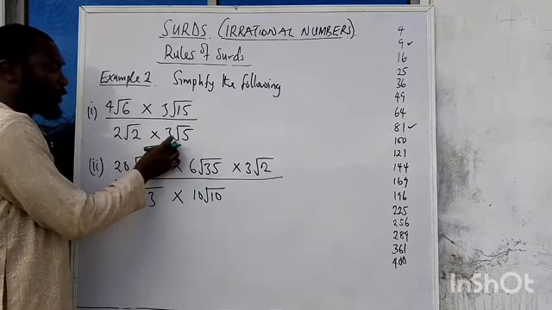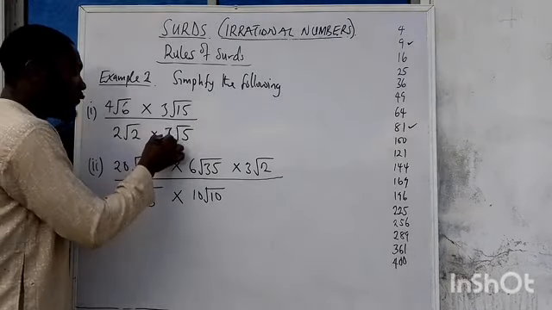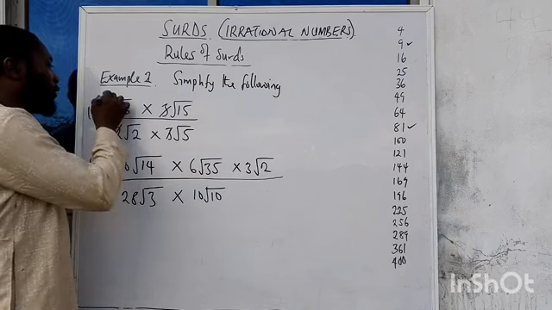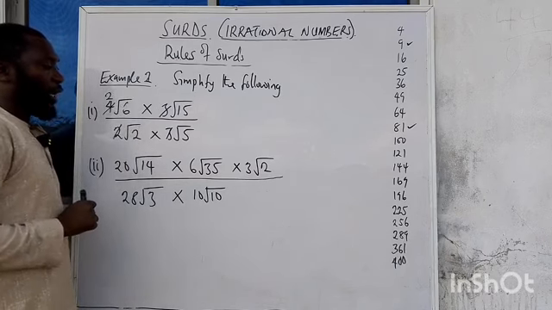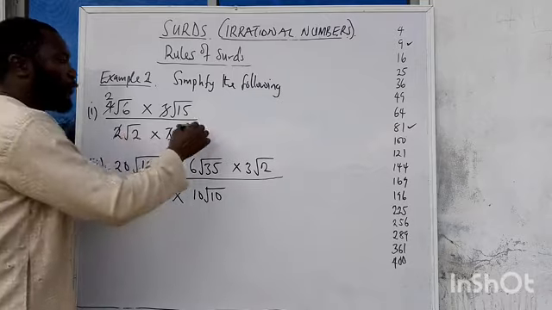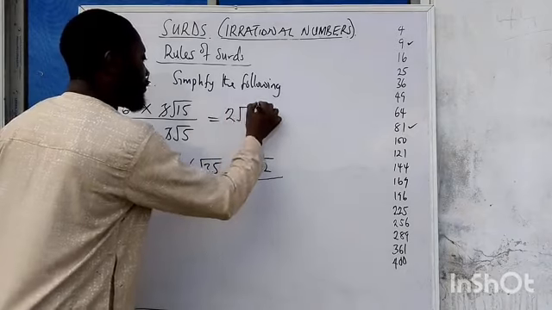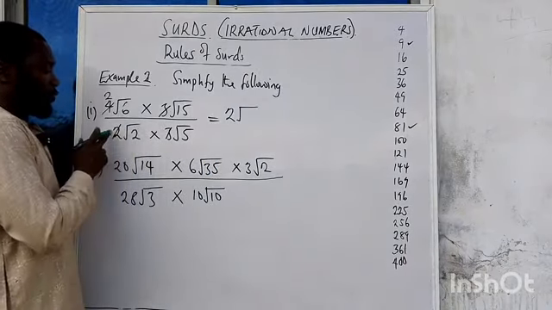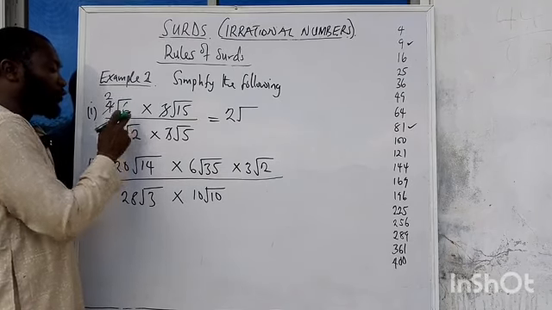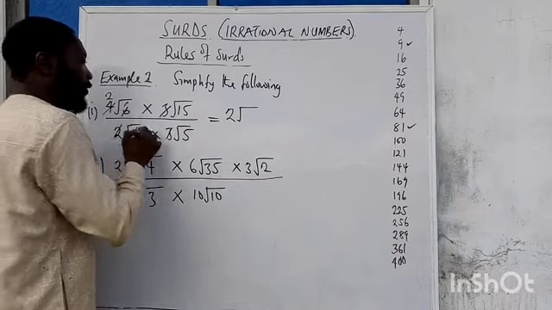Now this value is outside the root. 3 is outside the root, and since they are linked with multiplication and division, 3 will cancel out 3 here. 2 here becomes 1, and 2 here will be 2. Now let's consider what you have inside the root. Here you have square root of 2. The square root of 2 here can divide the square root of 6 because both 2 and 6 are inside the root. So 2 in 2 is 1, and 2 in 6 is 3.